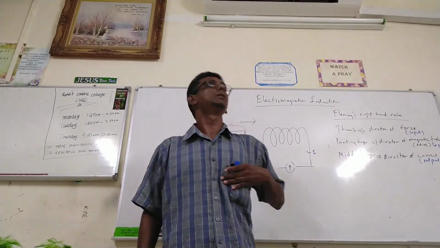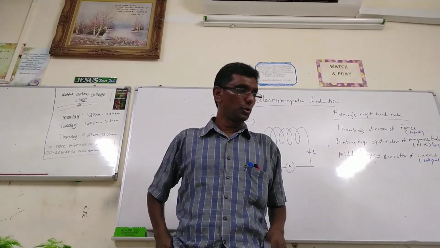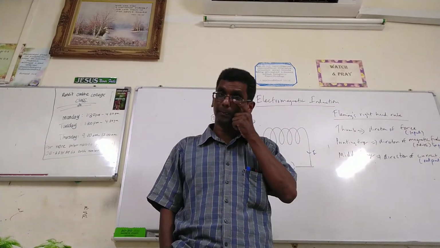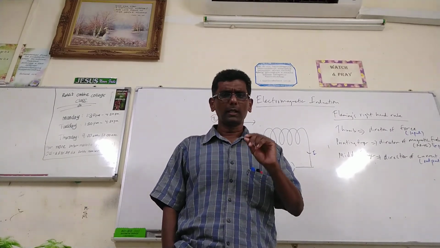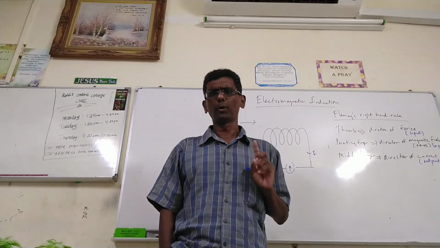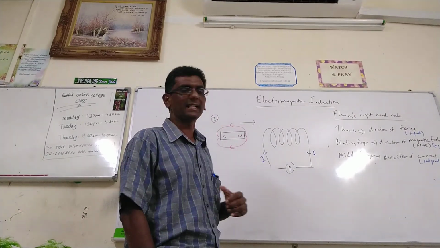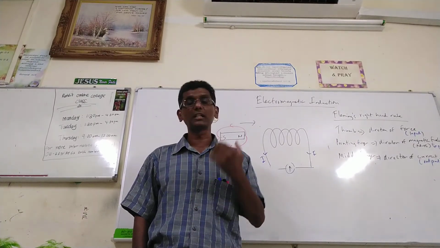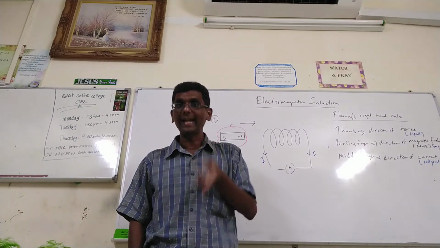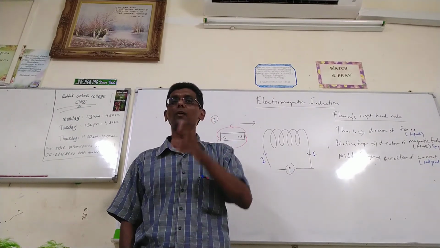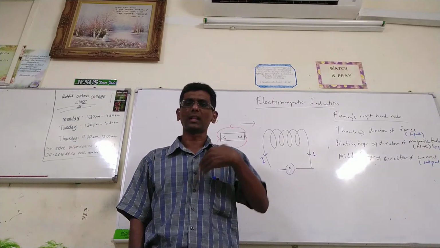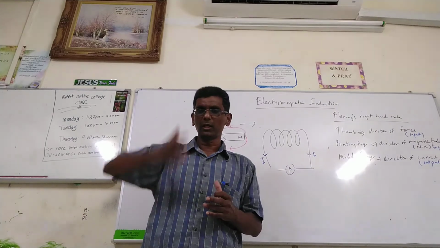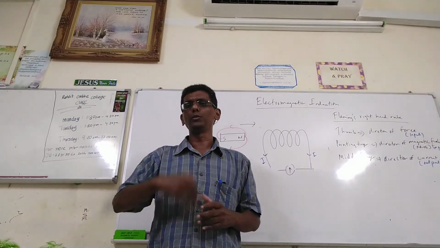Okay, good afternoon, and we are going to continue learning about electromagnetism. We are in the midst of 3.3, which is called electromagnetic induction. Electromagnetic induction means production of electric current by the changing of magnetic field, or in other words, cutting of magnetic flux. Magnetic field lines we call magnetic flux. So cutting of magnetic flux will produce current.